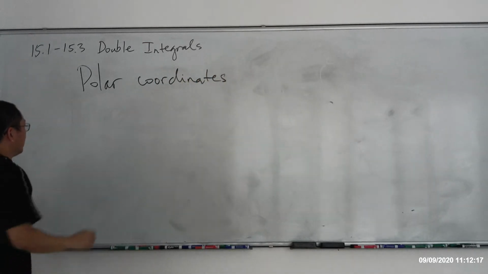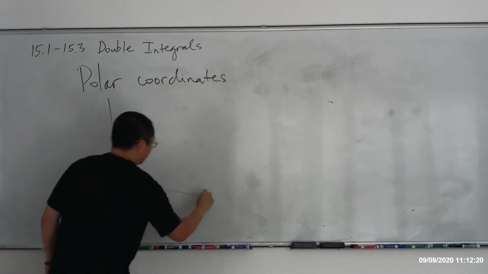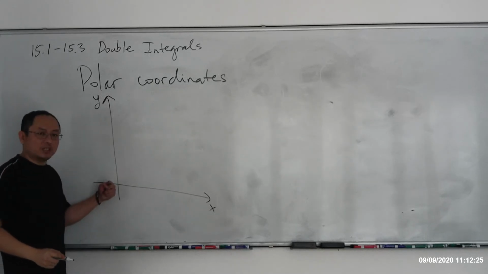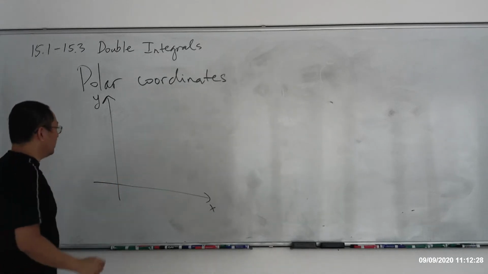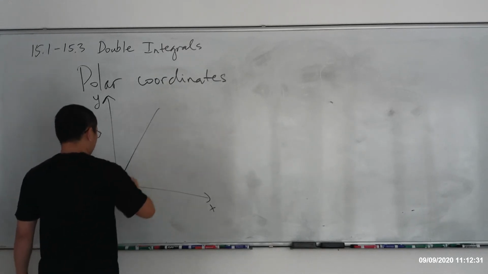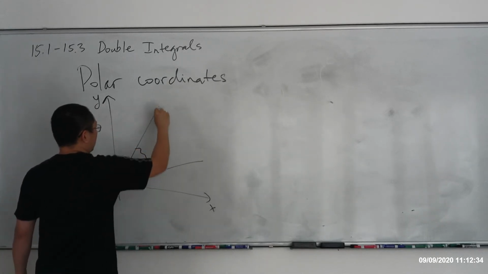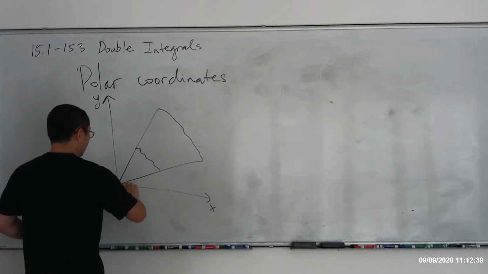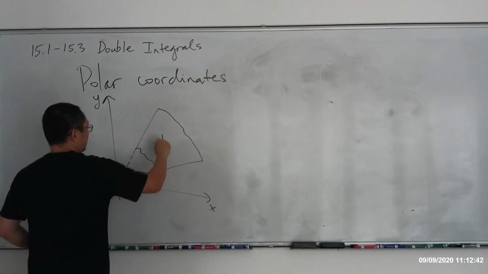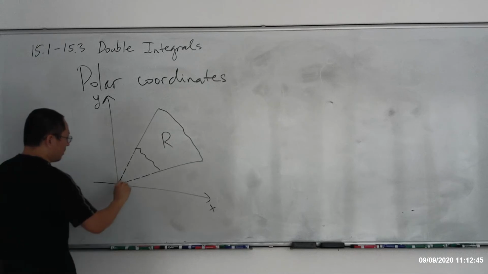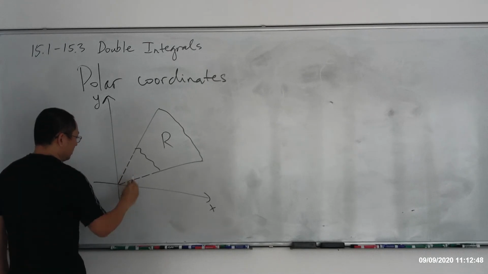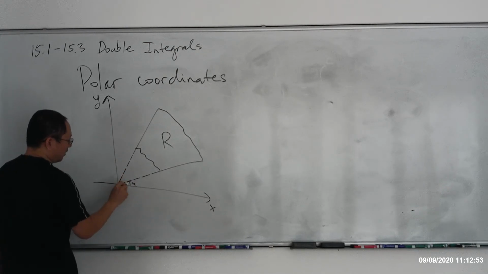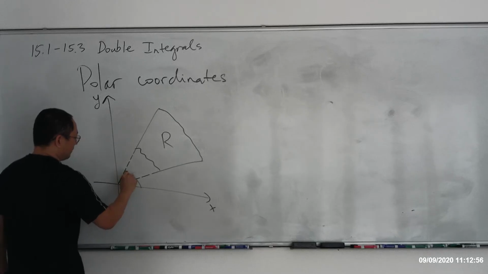So what is it about? Say you have a region like this. Say this is the x-axis, the y-axis, and again, one more time, I want you guys to think of the z-axis as the arrow coming out of the board. So this is the region that I'm talking about, where the angle runs from alpha to beta. People usually use Greek letters for angles. So this is the angle alpha, and this is the angle beta.